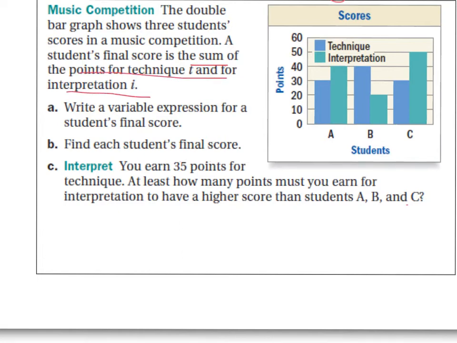A. Write a variable expression for a student's final score. So it says here in the word problem that the sum of the points for the final score is technique T plus interpretation I. So I can just say final score equals T plus I.